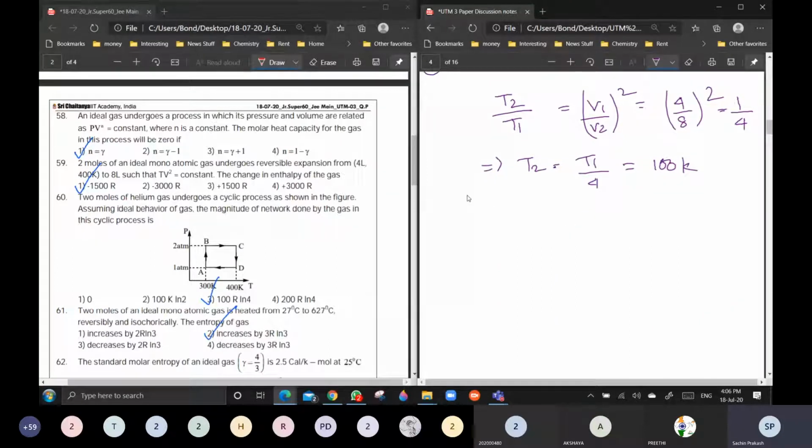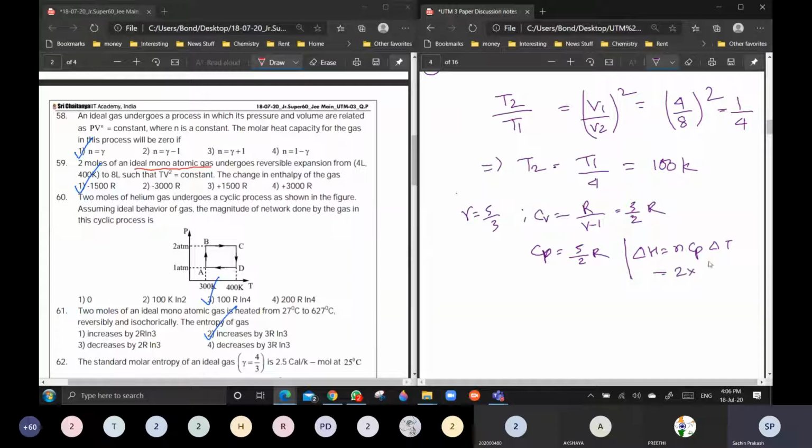Okay. So you see, I know that it is an ideal monoatomic gas. So gamma is equal to 5 by 3 and CV is equal to R by gamma minus 1. So CV is basically 3 by 2 R, and CP is 5 by 2 R. So delta H will be equal to n CP delta T. n is given to be 2, CP is 5 by 2 R into delta T, which is 100 minus 400. The 2 will cancel out, it is minus 1500 R.